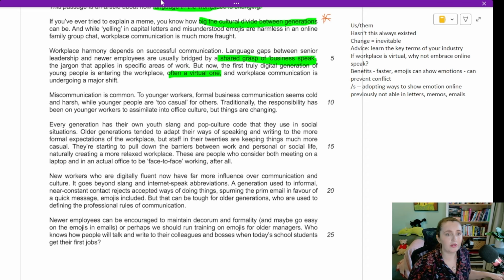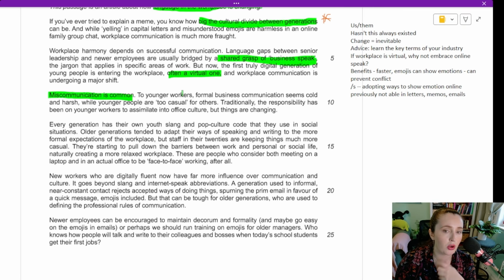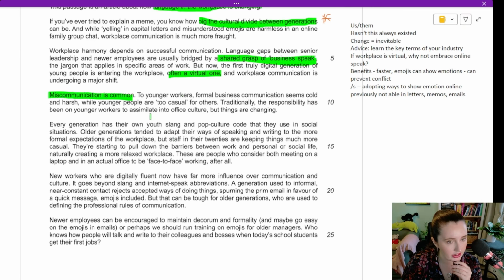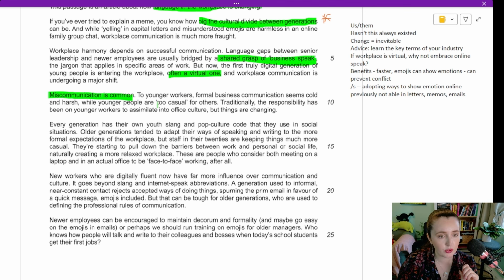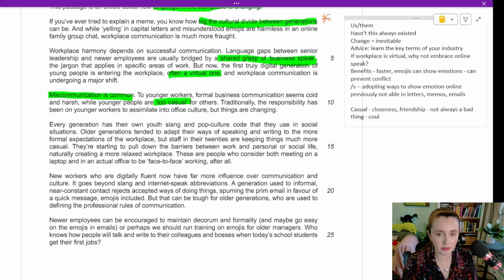Isn't that just part of work? To younger workers, formal business communication seem cold and harsh, bit of an assumption. While younger people are too casual for others, also an assumption. Could there be benefits of being too casual? Casual could create closeness, friendship, not always a bad thing. Could benefit businesses to have closer employee relationships.